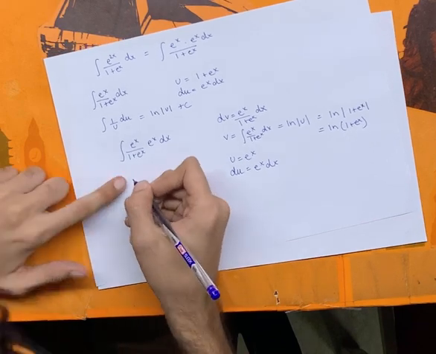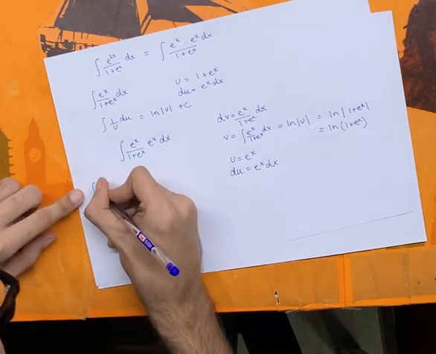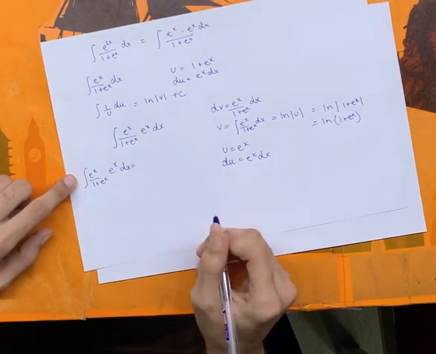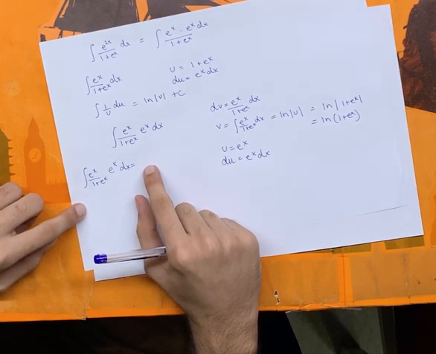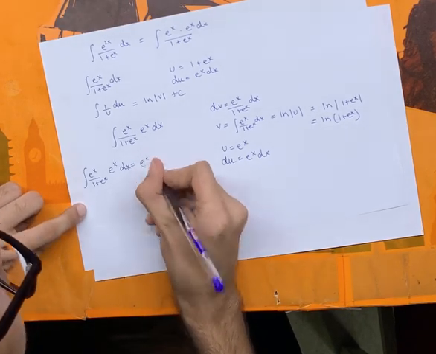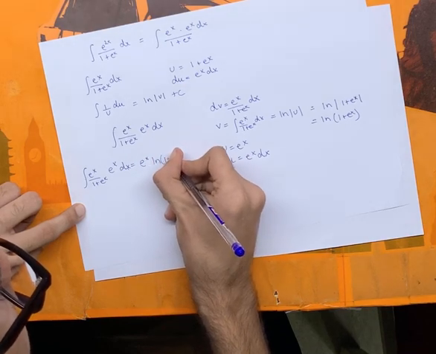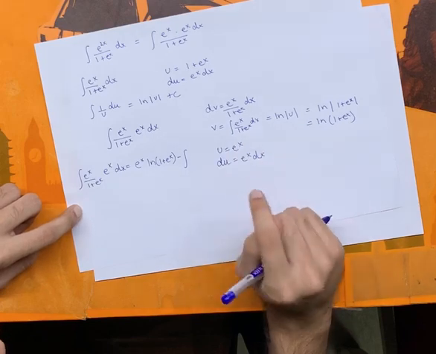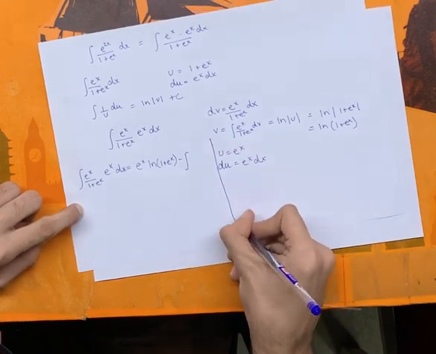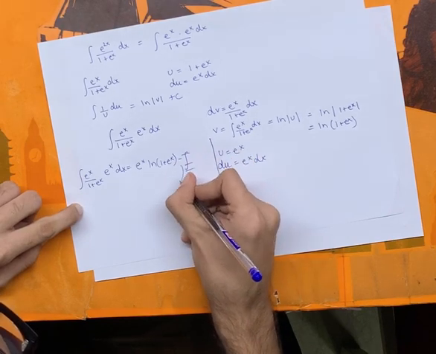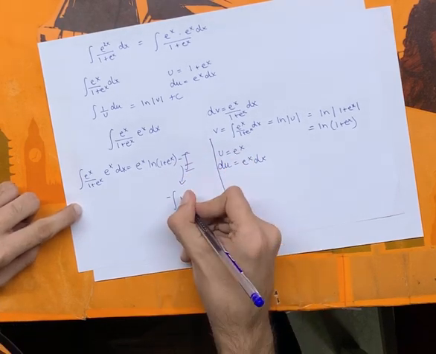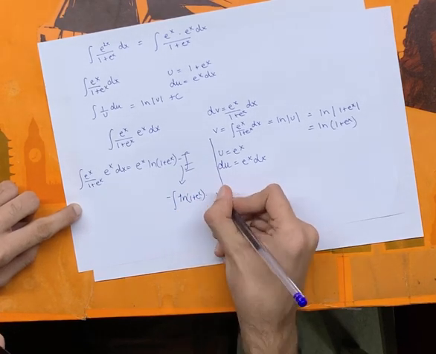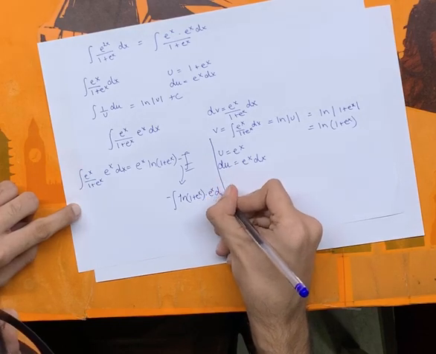Now using the integration by parts formula, this integral gives us uv minus the integral of v du. So that's going to be e to the power x ln 1 plus e to the power x minus the integral of ln 1 plus e to the power x times e to the power x dx.